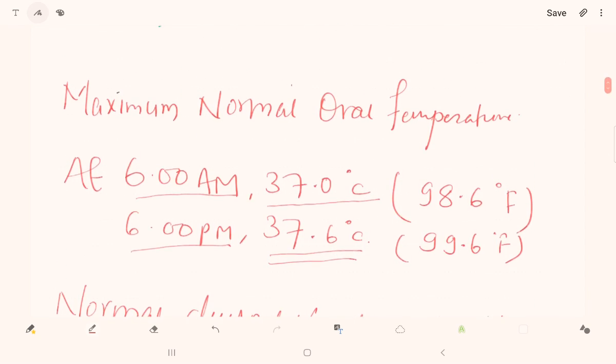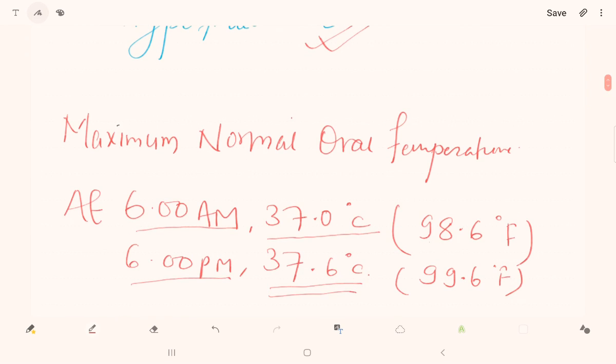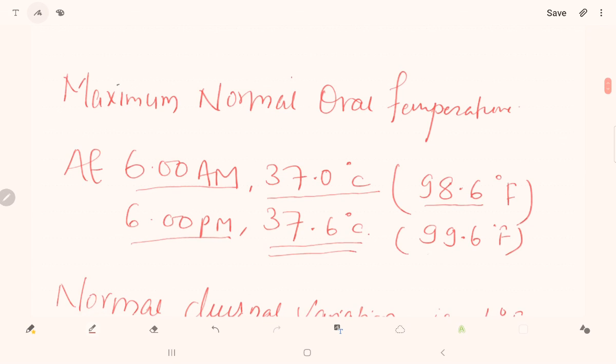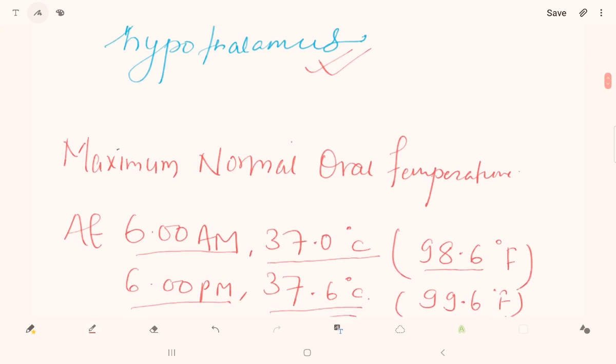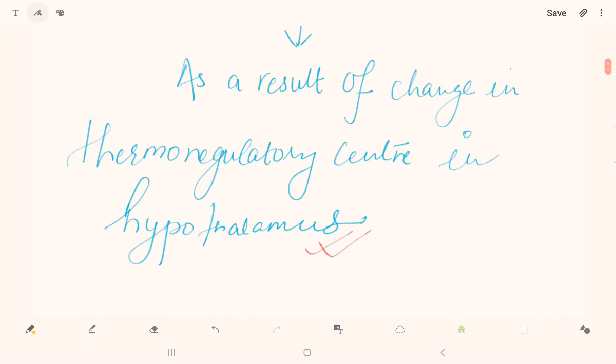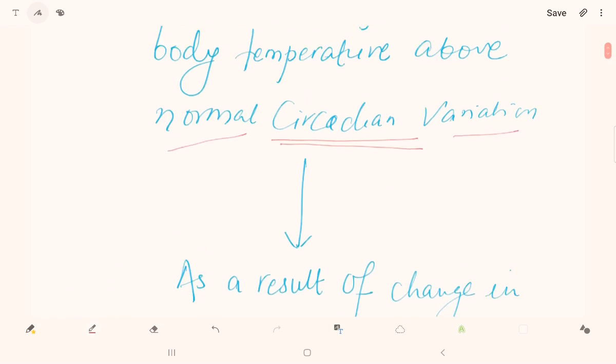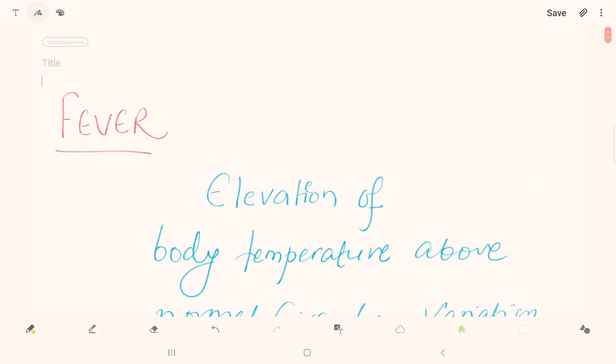Talking again about circadian variation, it is 98.6 degrees Fahrenheit at 6 a.m. and 99.6 degrees Fahrenheit at 6 p.m. So only when this temperature has been exceeded is it regarded as fever, and it should also be associated with changes in the thermoregulatory center located in the hypothalamus. So this is the basic definition and pattern of fever.